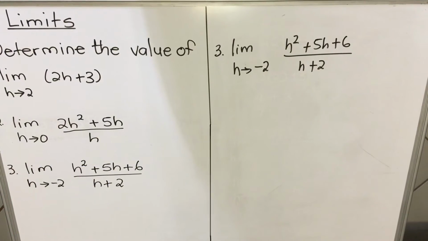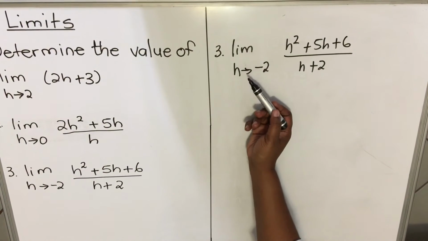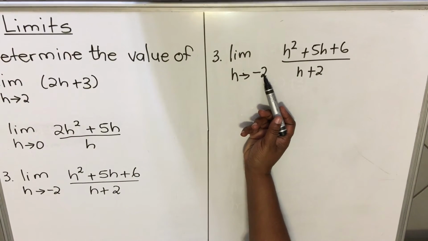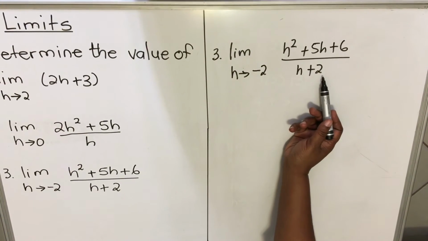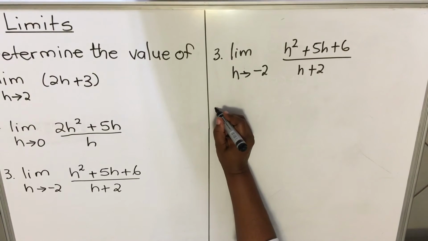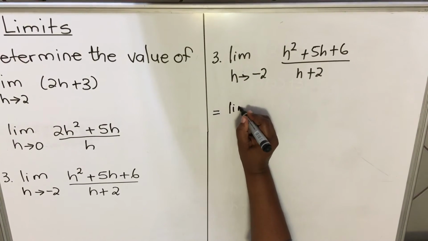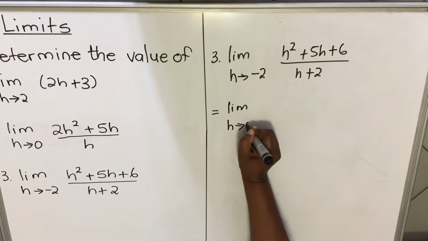Now with our third example, we see it's our limit as h tends to minus 2. So if I put a minus 2 here, I'll get a 0 in the denominator. So I need to factorize first. So it's limit as h tends to 0.